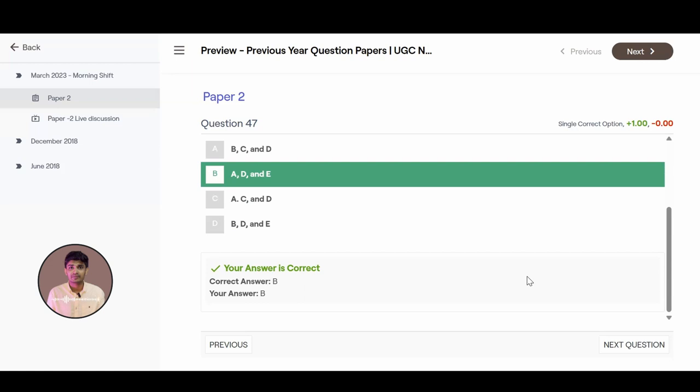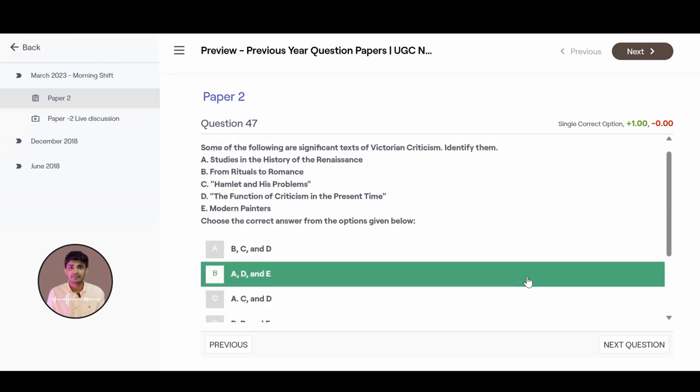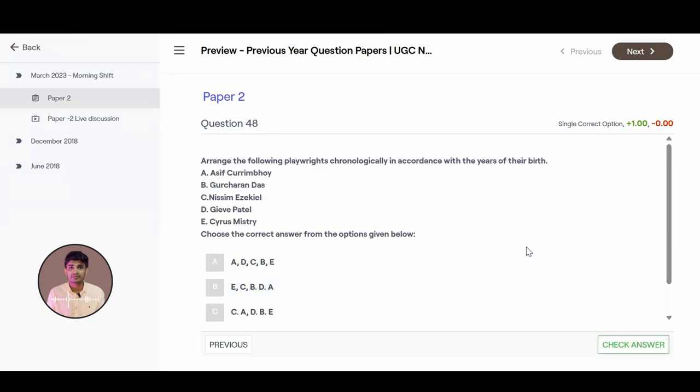So these three works, Studies in the History of the Renaissance, The Function of Criticism at the Present Time, and Modern Painters, are the significant texts of Victorian criticism. 48. Arrange the following playwrights chronologically in accordance with the year of their birth.